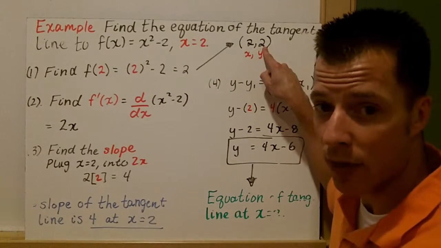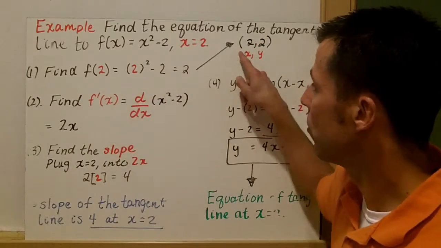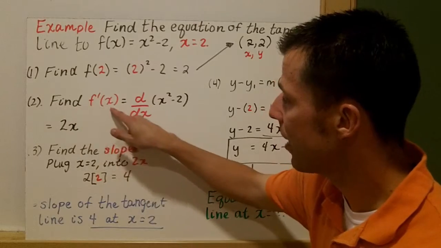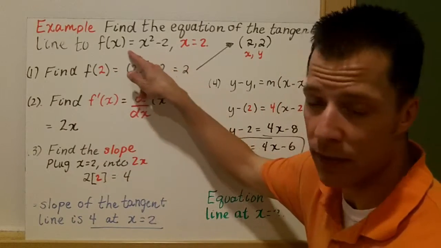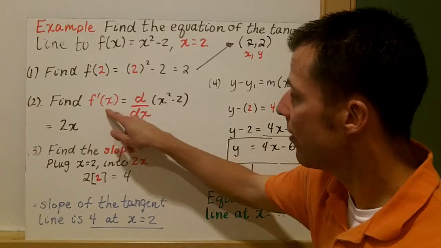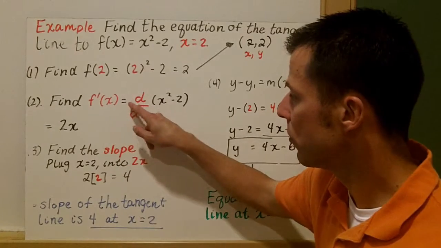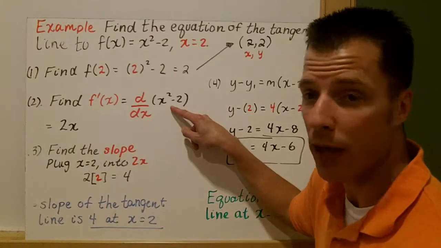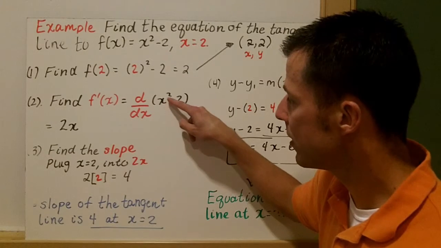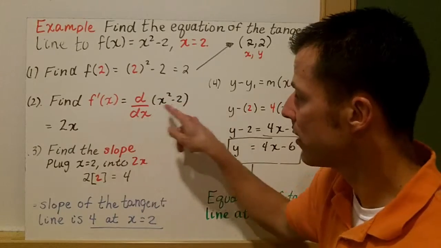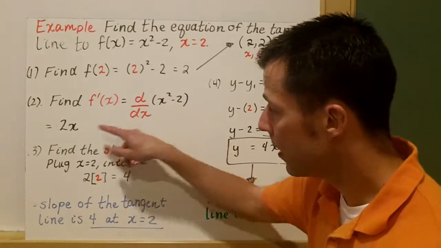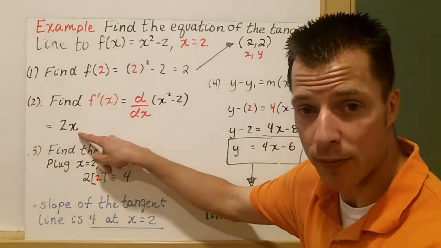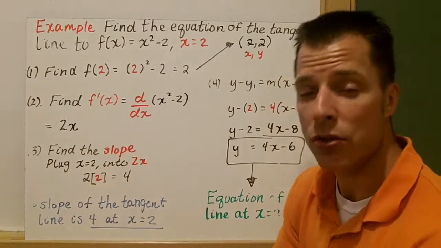Now we go back to what our first slide was. Now that I have my coordinate, my x and y, I'm going to find the derivative. So find f prime of x. We're going to find the derivative of the function given. So f prime of x is equal to the derivative with respect to x of our function. Well, apply our power rule. The derivative of x squared is 2x. The derivative of a constant is 0. So there is the expression to find our slope. That's our derivative. So that step is done.